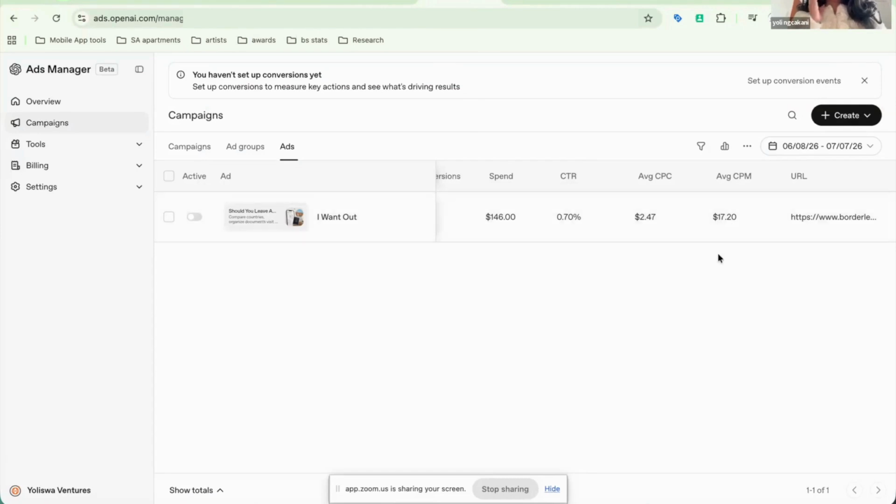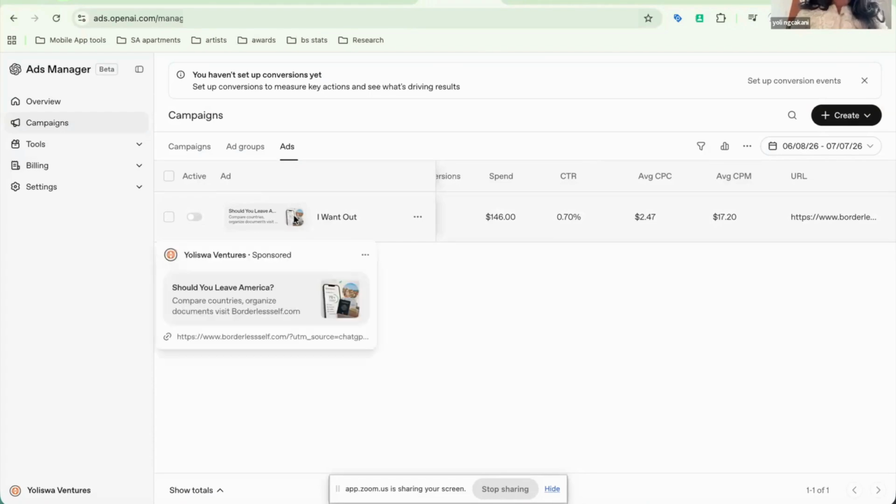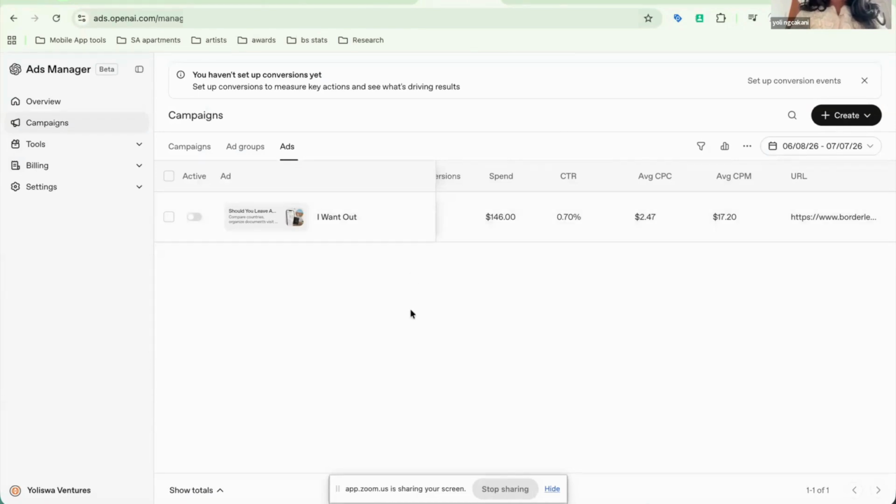The average CPM, so this is cost per 1,000 impressions, was $17.20. And it was a very simple ad. "Should you leave America? Compare countries, organize documents, visit borderlessself.com." Very simple ad. It's kind of like a Google text ad with a small allowance for an image.